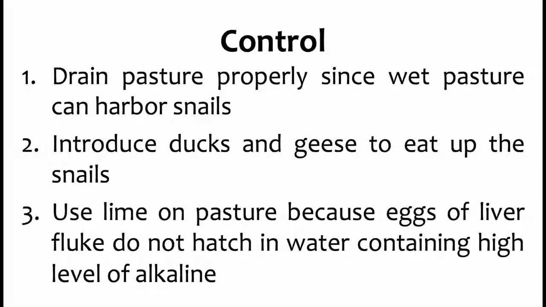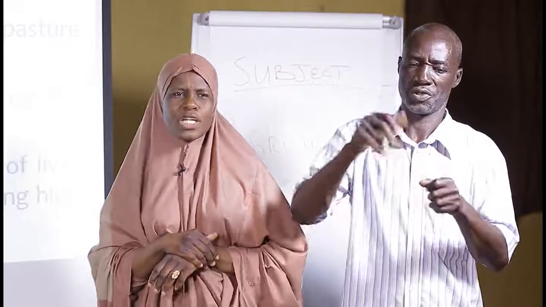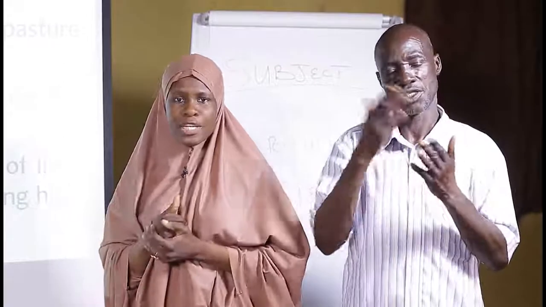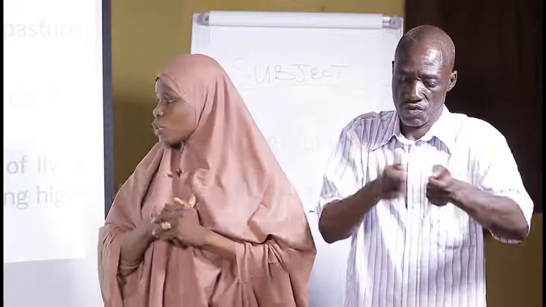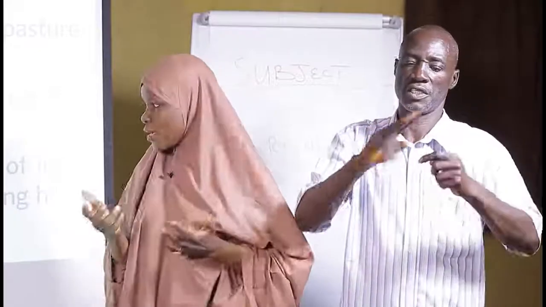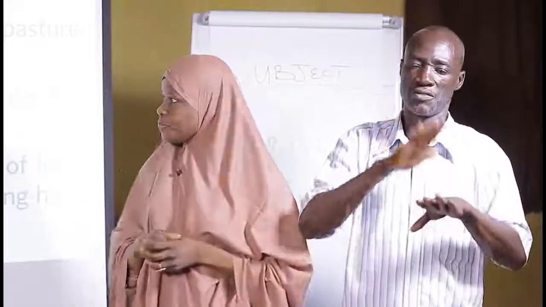Use lime on pasture because eggs of liver fluke do not hatch in water containing a high level of alkaline. When water contains a high level of alkaline, the eggs do not hatch. So that is why another method of controlling this snail is to simply use lime on the pasture.